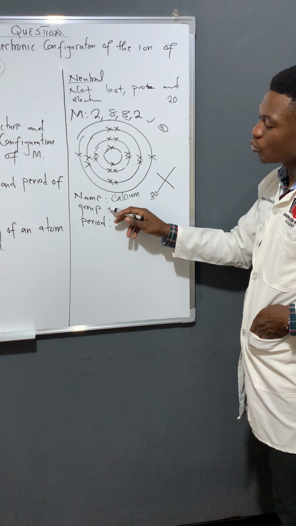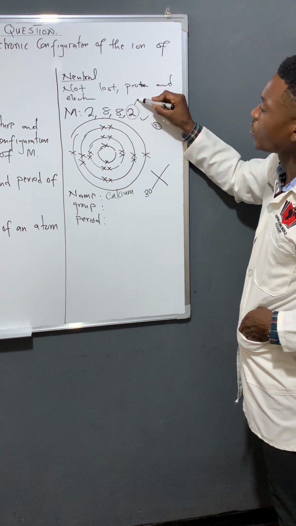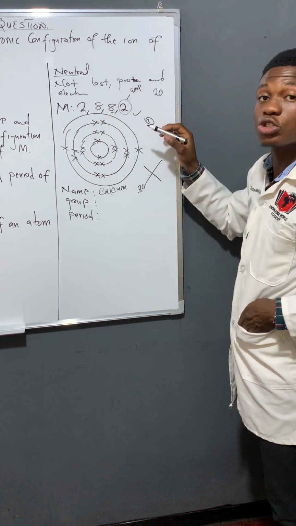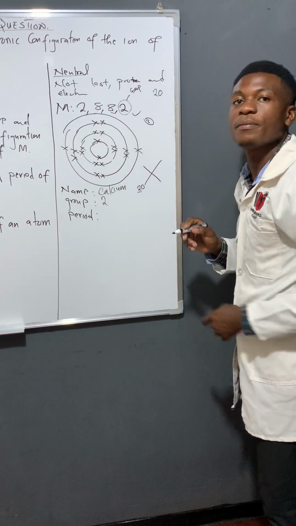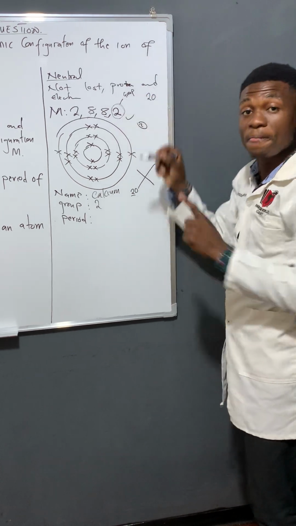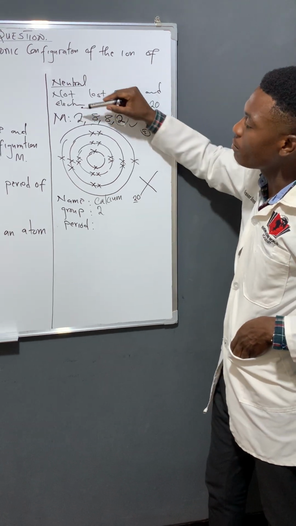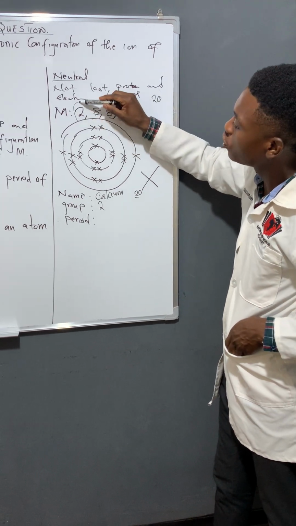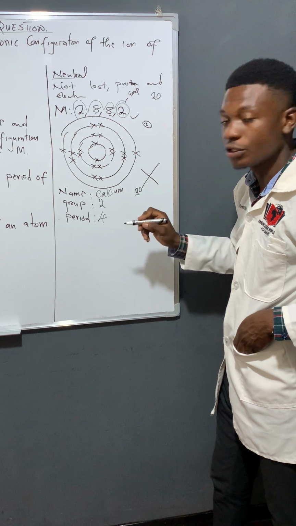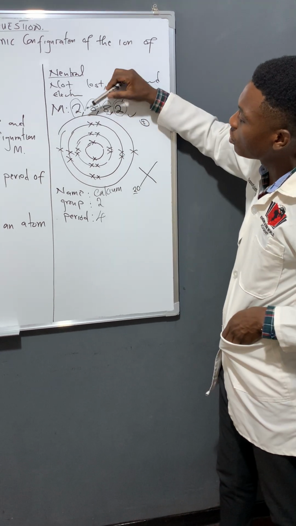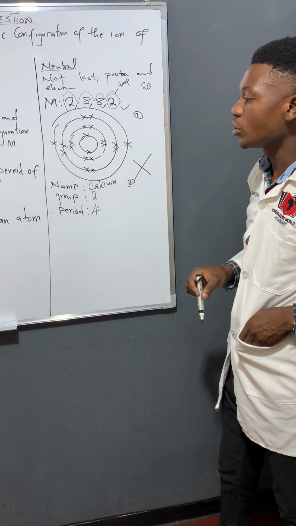Okay, so calcium is in which group? The outermost shell electrons tell you the group number. If we have 2 electrons, it means it is coming from group 2 of the periodic table. Then how do you check the period? To check the period, you count the number of shells: shell 1, shell 2, shell 3, and shell 4. So in which period? The 4th period. You count the number of shells, 1, 2, 3, and 4. So this was in period 4.